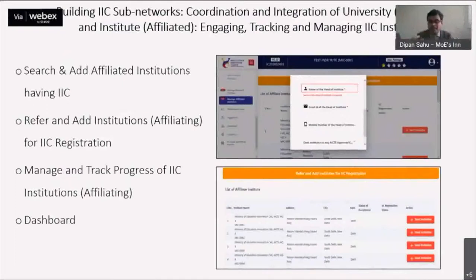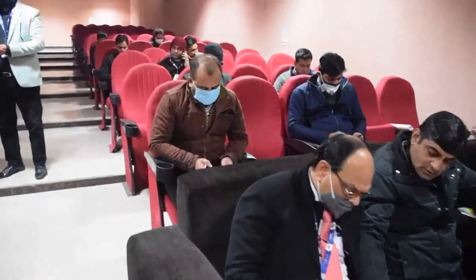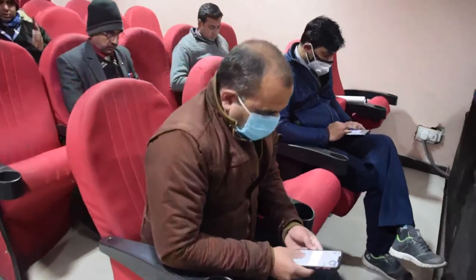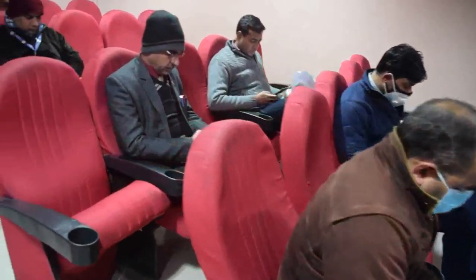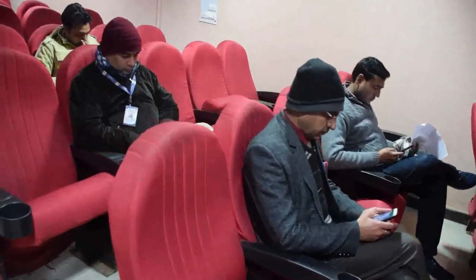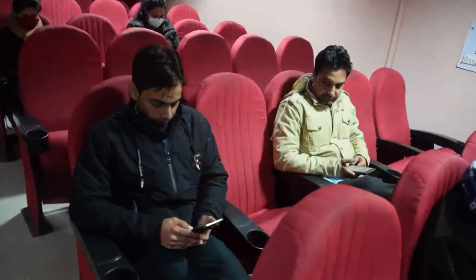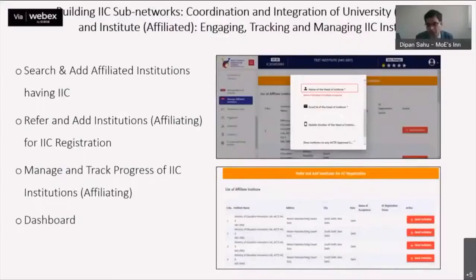They can also give certain activities to these IIC institutions, and for that you can reward them, provide them incentives, and announce new programs for them, and all these things will be displayed in the form of a dashboard. So these are the new features we have included, and we believe that through this, the majority of our affiliating universities and affiliated institutions will get good mileage and advantage from this program.